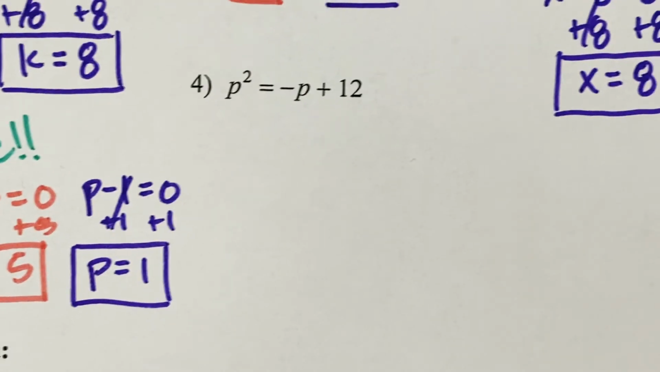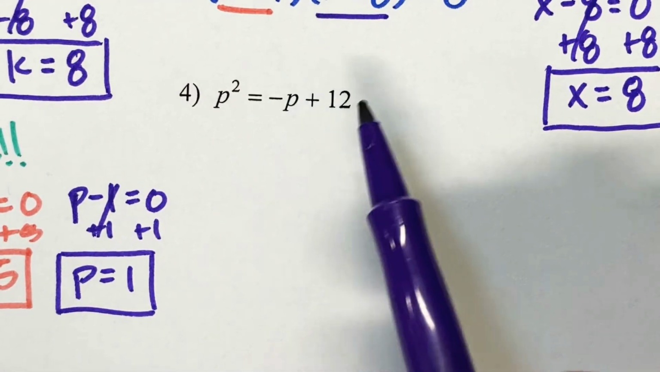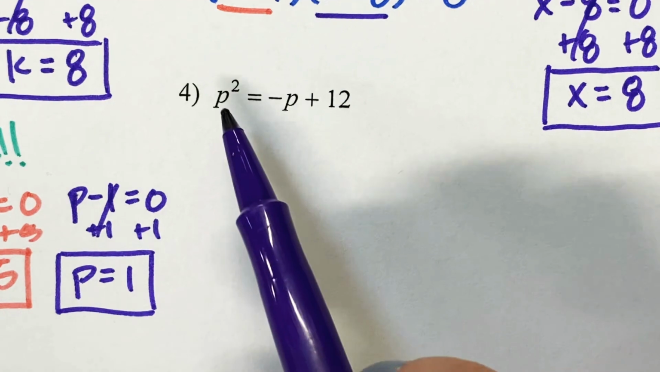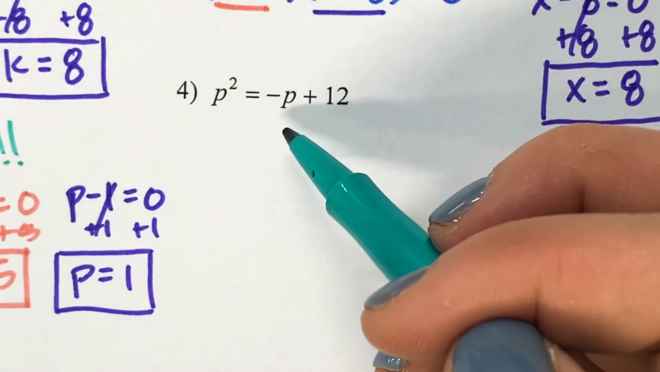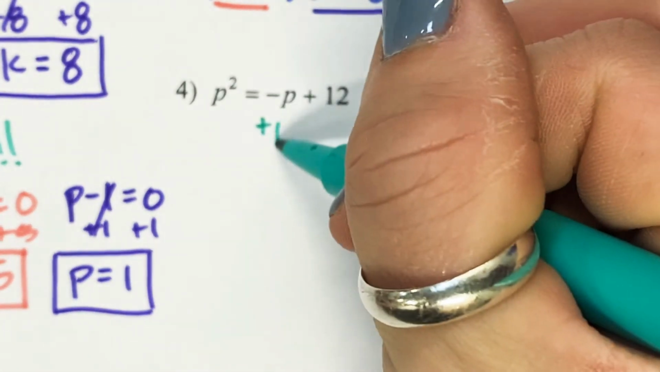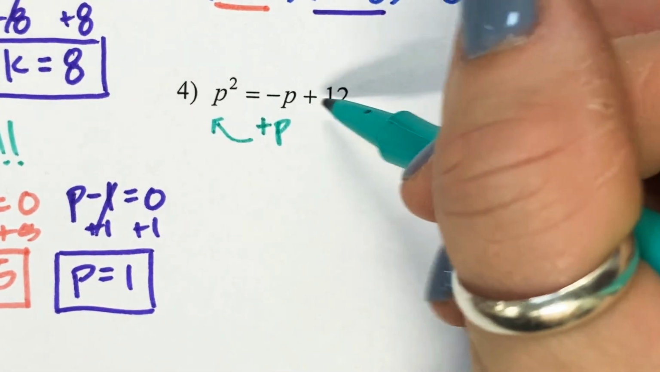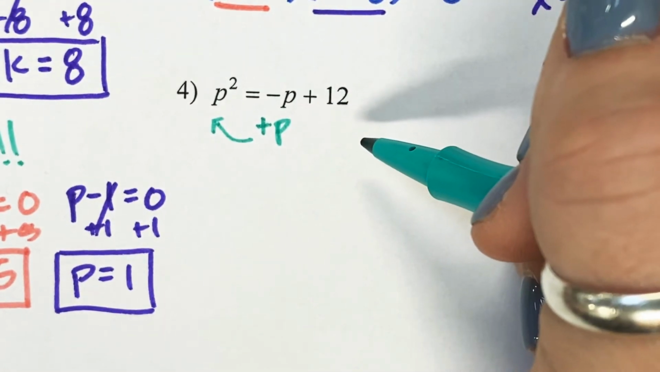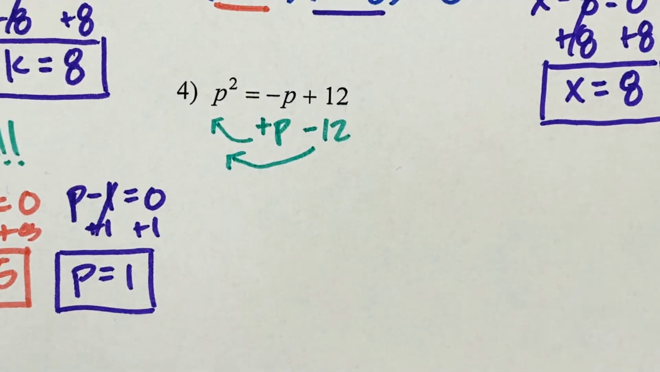Okay, let's look at number 4. Okay, so we definitely don't see an equals 0, but we need to move both of these guys over to the same side as our p squared. So what is the opposite of -p? It's going to be to add p. That's how we move it over there. What's the opposite of plus 12? -12, and that's how we're going to move it over to that side.